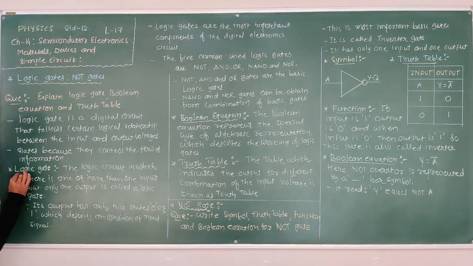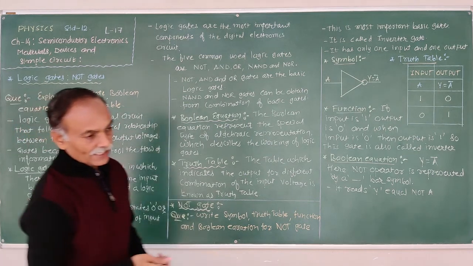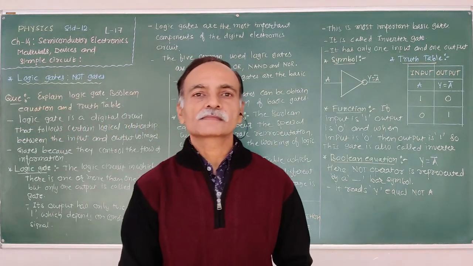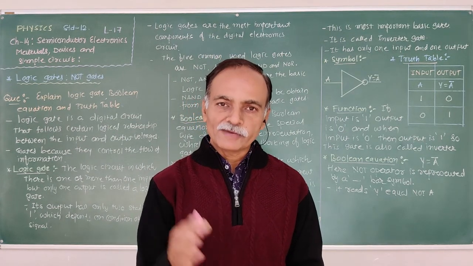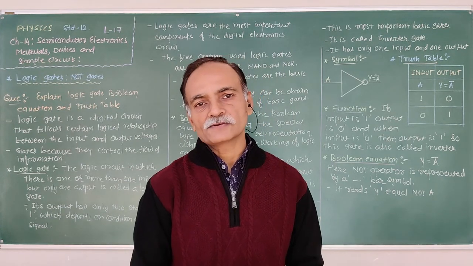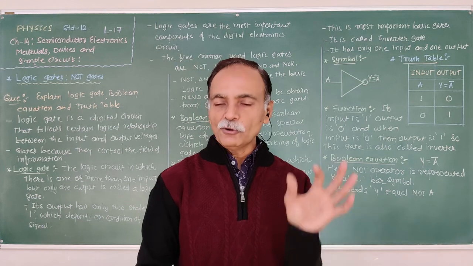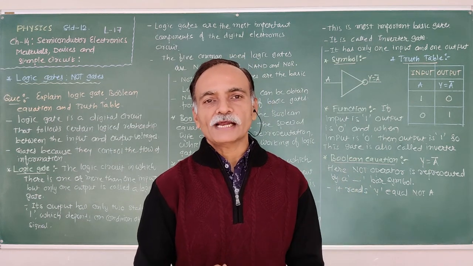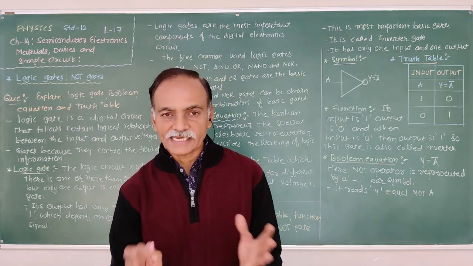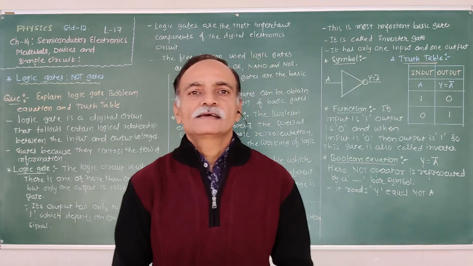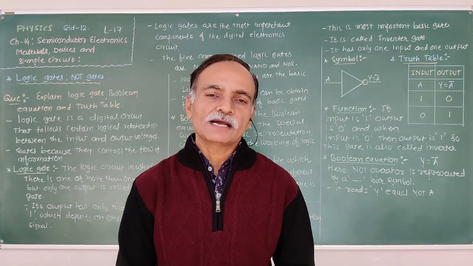Again, what is the logic gate? The logic circuit in which there is one or more than one input but only one output is called the logic gate. Now we know that in our daily life we are also using the two-way switch. Inside the bathroom, whatever the lamp or tube light, we can operate it from inside the bathroom and also from outside. So here the output is only a single bulb, but the inputs are two. One is inside the bathroom, second is outside the bathroom. In a certain condition of both switches, the bulb is on. Otherwise, the bulb is off.